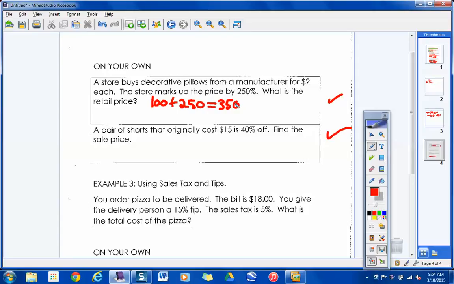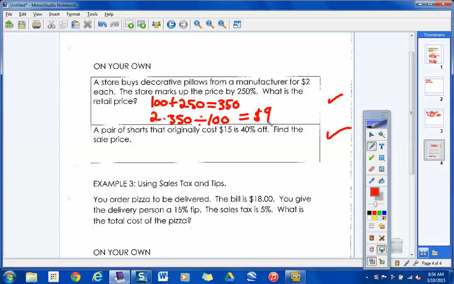So what are you going to do now? Then you take 2 times 350 and divide it by 100, and you get $9. That's what the calculator says.